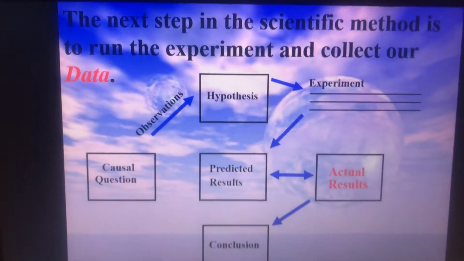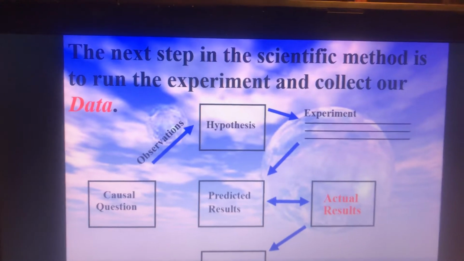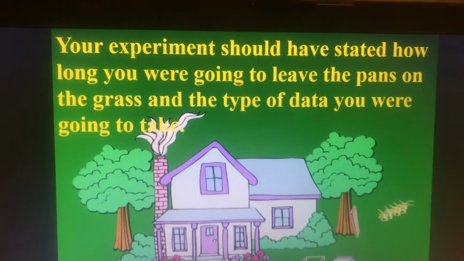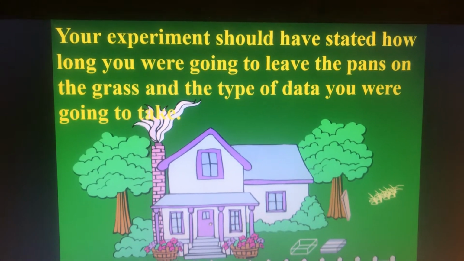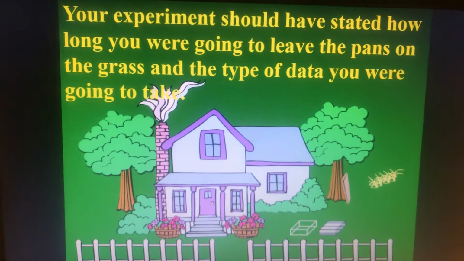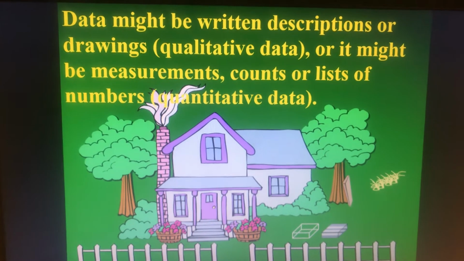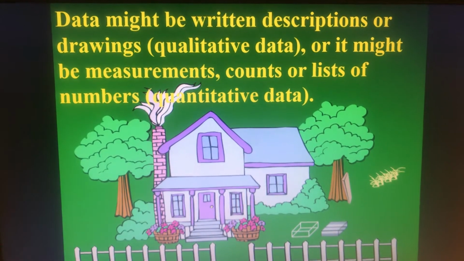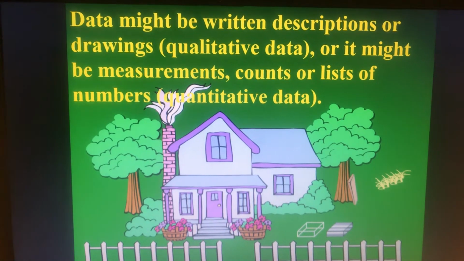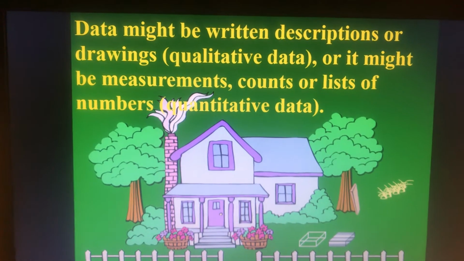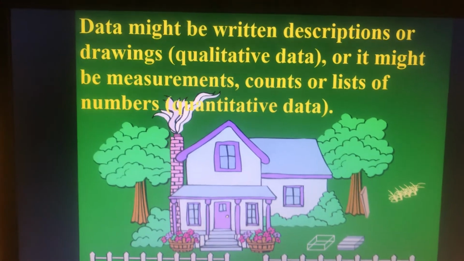The next step in the scientific method is to run the experiment and collect our data. Your experiment should have stated how long you were going to leave the pans on the grass and the type of data you were going to take. Data might be written descriptions or drawings, qualitative data, or it might be measurements, counts, or lists of numbers, actually measuring the grass height as it grows, which would be quantitative data.